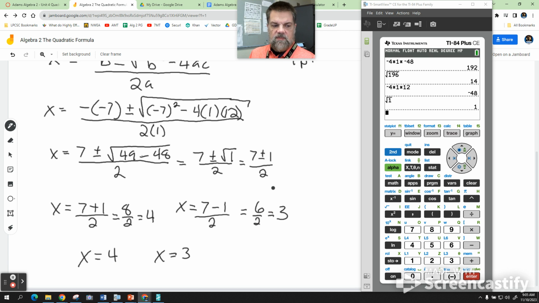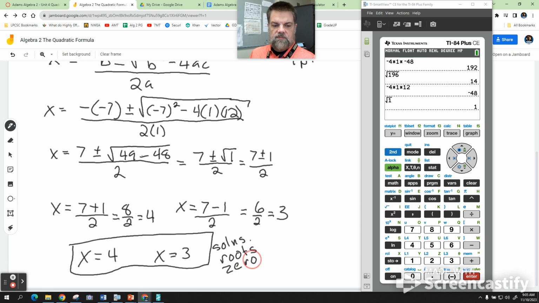So Mr. Adams said solutions, but they're really, these are the solutions. These are the roots. These are the zeros. And they are the x-intercepts. How can I double check it?